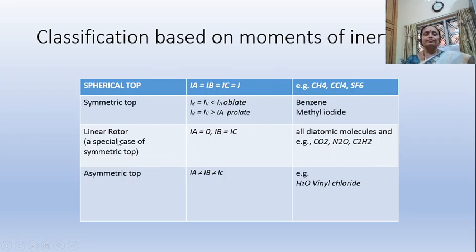In the case of linear, IA is equal to 0 and IB is equal to IC. All diatomic molecules, and examples like carbon dioxide, nitrous oxide and acetylene, come under linear rotors. And for the asymmetric top, the moments of inertia are not equal. Examples are water and vinyl chloride.